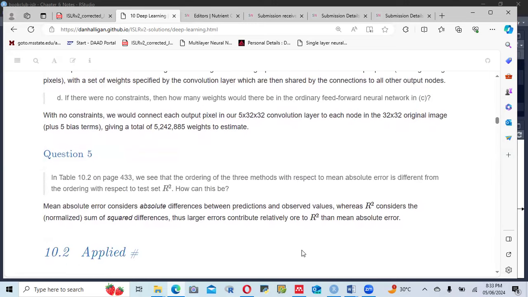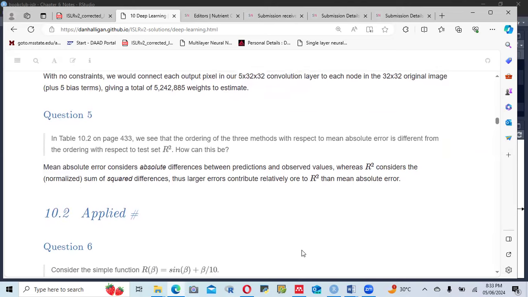So question 5, they say in table 10.2 on page 433, we see that the ordering of the 3 methods with respect to the mean absolute error is different from the ordering with respect to test R square. How can this be? So we can see that the mean absolute error considers absolute differences between predictions and observed values, whereas the R square, which is the coefficient of determination, considers the normalized sum of squared differences. Thus, larger errors contribute relatively more to R square. So larger errors will make more contribution to the R square than to the mean absolute error.